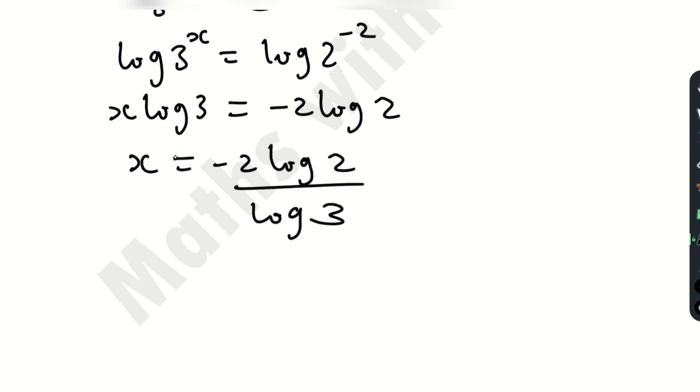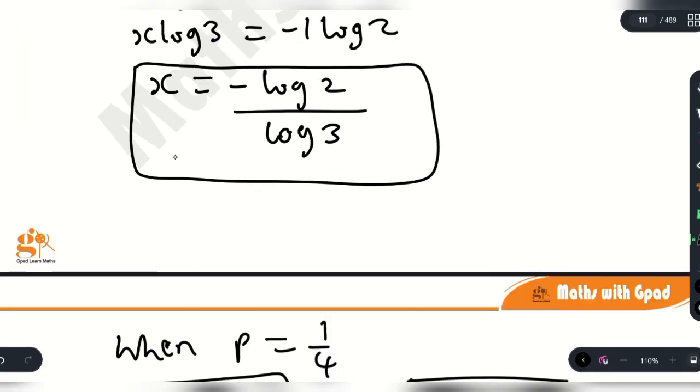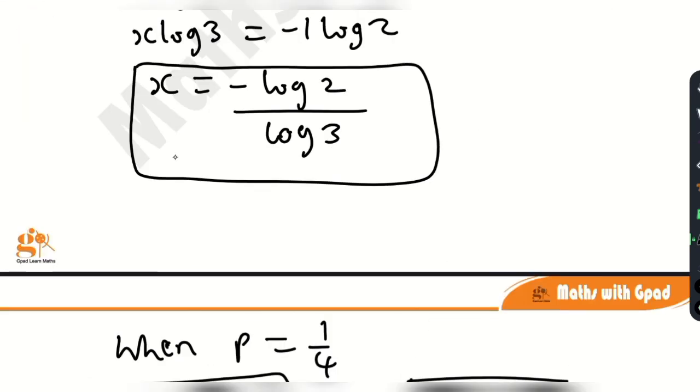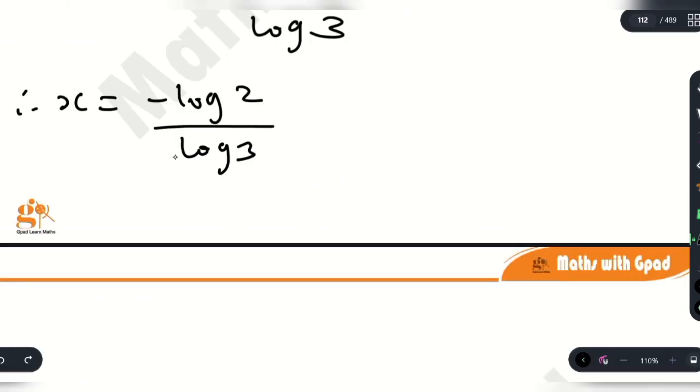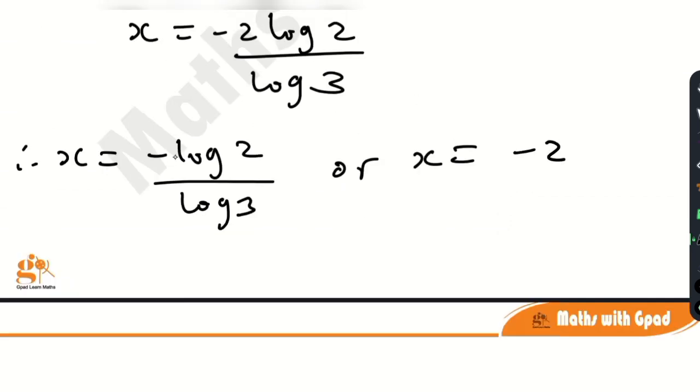So let's put the two of them together. Therefore, x is equal to, I think we got minus log 2 over log 3. Let me confirm that. True. Minus log 2 over log 3, or x is equal to minus 2 log 2 over log 3.